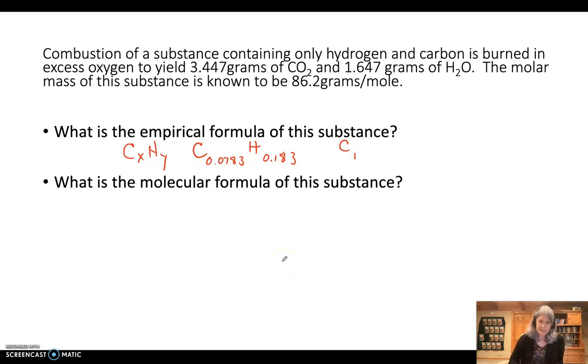And then if we divide 0.183 divided by 0.0783, that comes out to 2.34 hydrogen. 2.34. Okay, so all we did was said these numbers are too big, we don't like them. We still want to show the ratio between the two numbers, so we divided the larger number by the smaller number, right? And so if we divide this one by 0.0783 and this one by the same number, then we get carbon of 1, hydrogen 2.34, right?